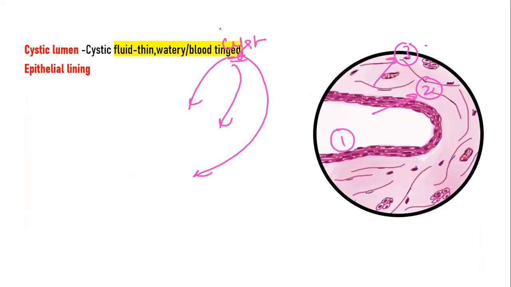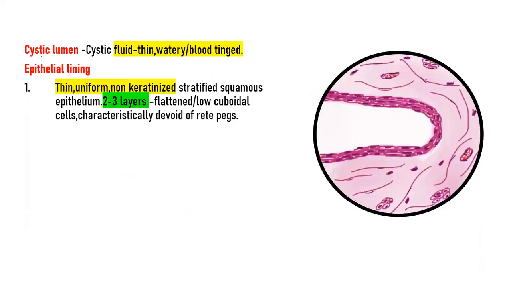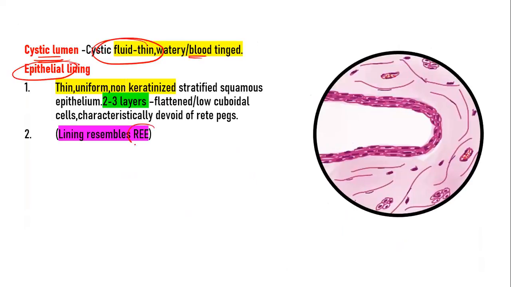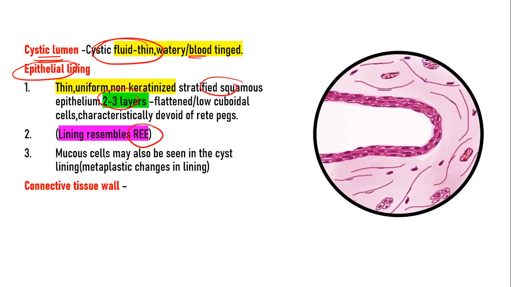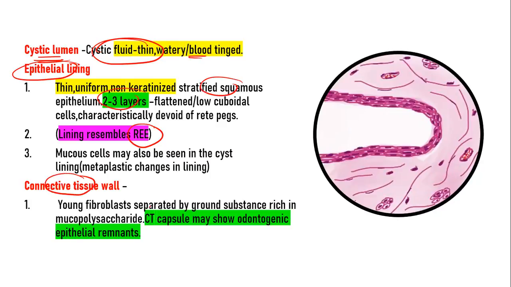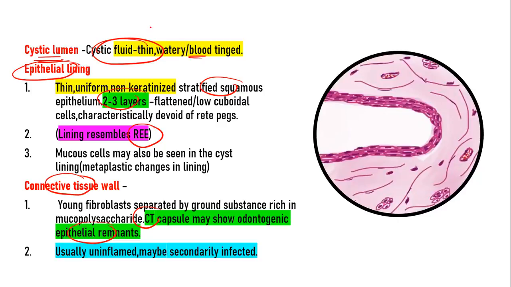So talking about the lumen of the dentigerous cyst, it contains cystic fluid, which is thin, watery, sometimes blood-tinged. The epithelium lining resembles REE, 2 to 3 layers of stratified squamous epithelium. Connective tissue wall contains your normal connective tissue with sometimes odontogenic epithelial remnants. So let's try to understand this here in this diagram.